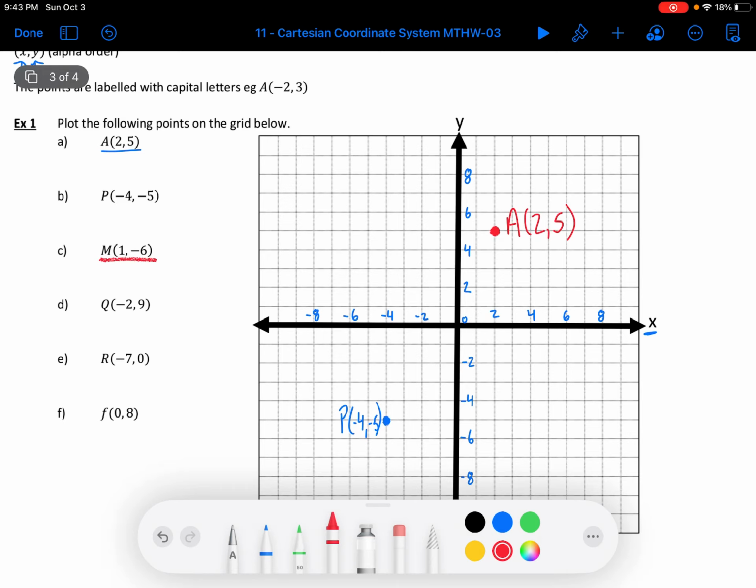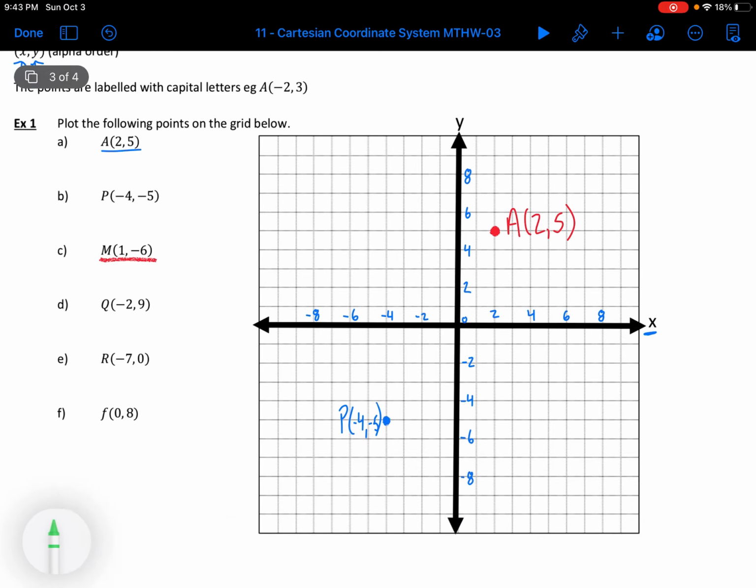All right, again, for C, we're going to be going down because we have a -6, but we're going to the right first. We always need to remember we're going left and right first. So I'm looking at the +1. I'm going to go to the right, and then I'm going to go down 6. So I'm right there.